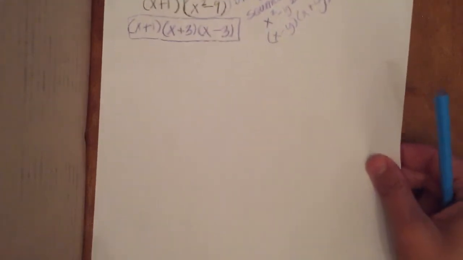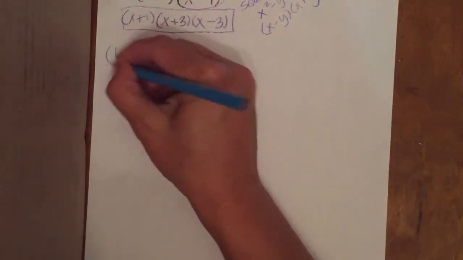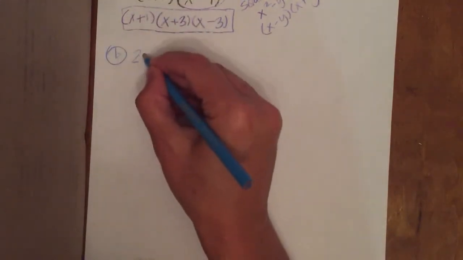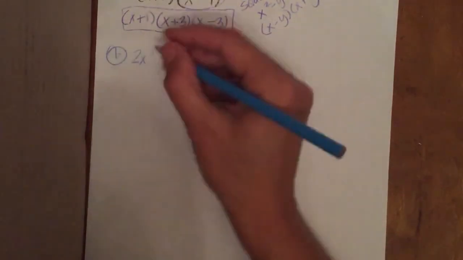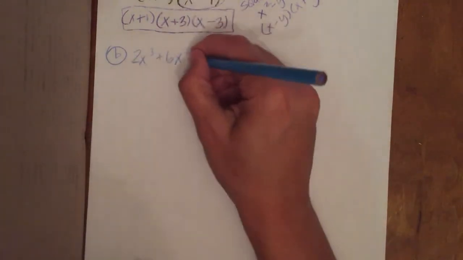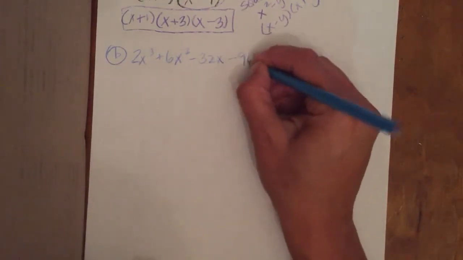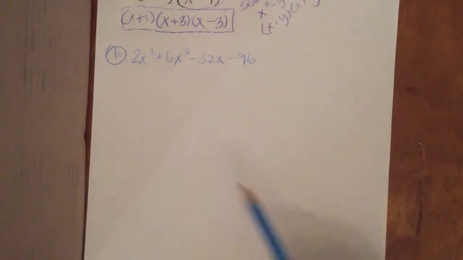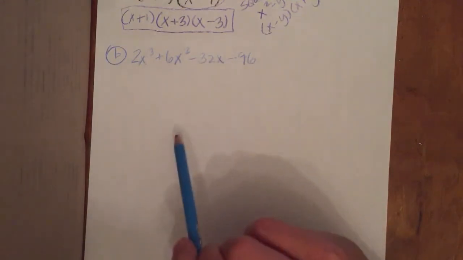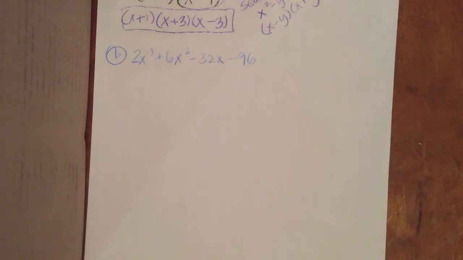Let's look at B. So I've got B, and B has 2x cubed plus 6x squared minus 32x minus 96. Once again, I've got 4 terms. I want to see if I can factor anything out from the get-go. And this one, you can do it. You don't have to do it. I'm going to go ahead and factor it out.